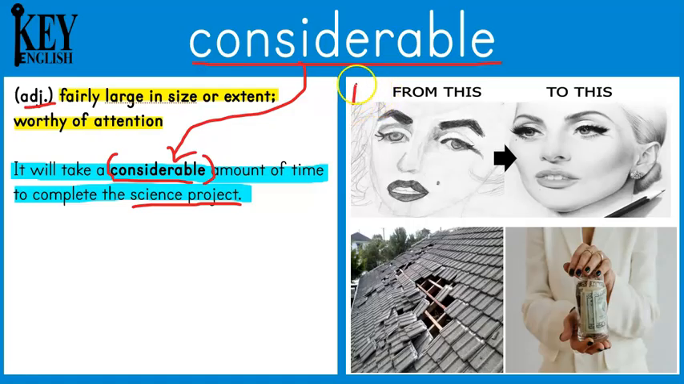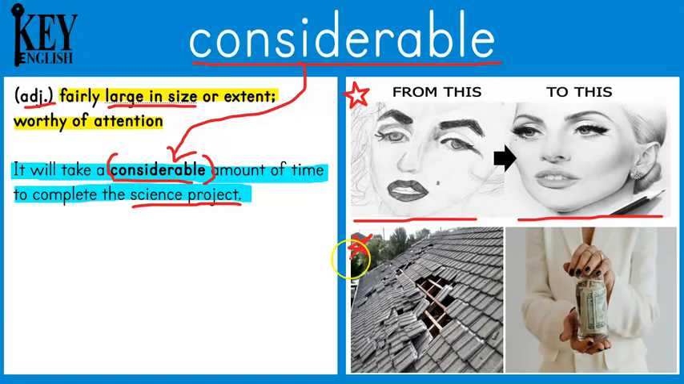Another example I could use this word for is here. You can see there is an artist's drawing from before and after. So I can say she made considerable progress in art after practicing every day. So maybe this artist practiced a lot and they got much, much better. The amount of better that they became was very large. So that's why we can use the word considerable to explain it.